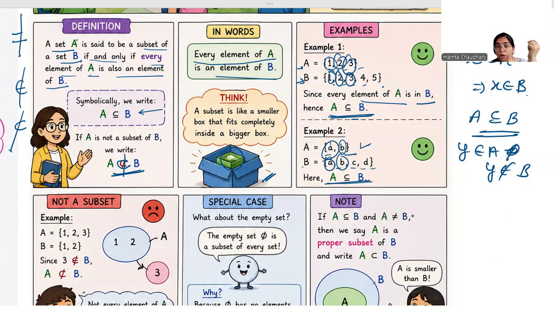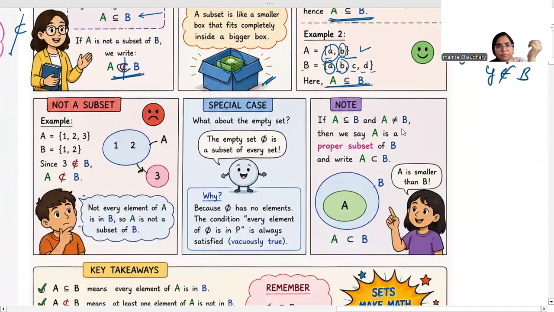Right? Now let's take one more example. A is 1, 2, and 3, and B is 1, 2. So 1 is here, 1 is here. 2 is there in A, 2 is there in B. 3 is there in A, but 3 is not there in B.